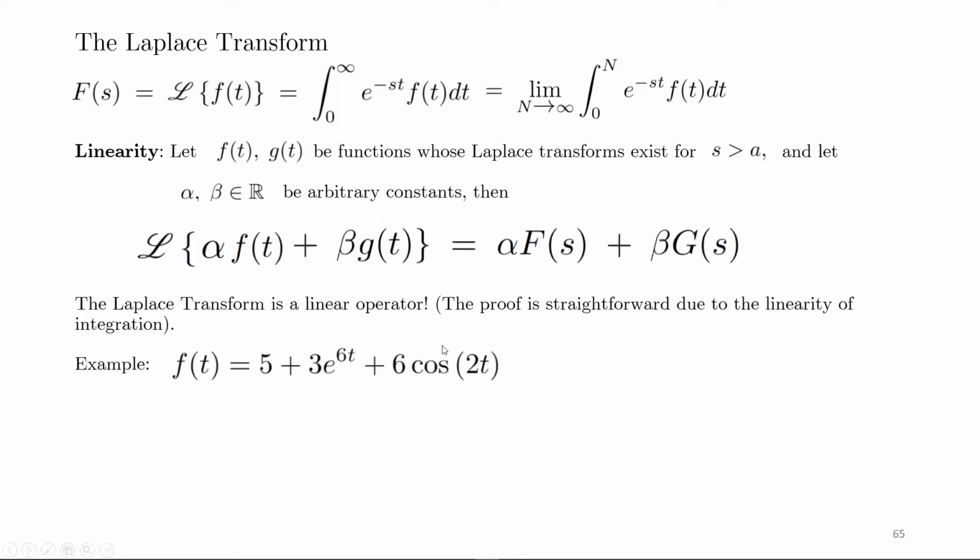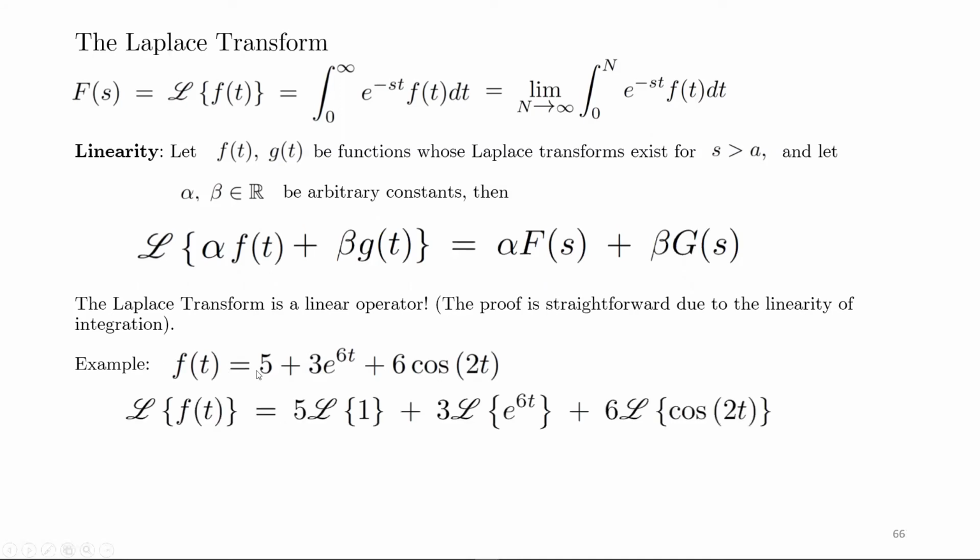Okay, so for example, if I have the function f of t equals some constant 5 plus 3e to the 6t plus 6 cosine of 2t, and I want to take the Laplace transform of that function, I can split that up into 3 different Laplace transforms. So I can take the Laplace transform of 1 multiplied by 5, plus 3 times the Laplace transform of e to the 6t, plus 6 times the Laplace transform of cosine of 2t. So the Laplace transform is linear. I can take the Laplace transform of this function f of t and split it into 3 sub-Laplace transforms, each of which is easier by itself.